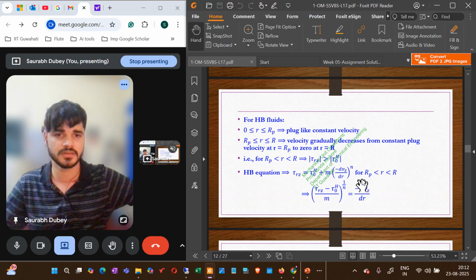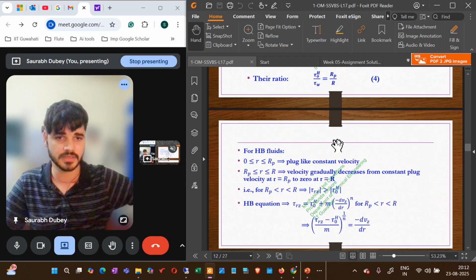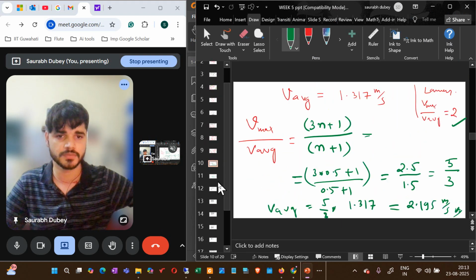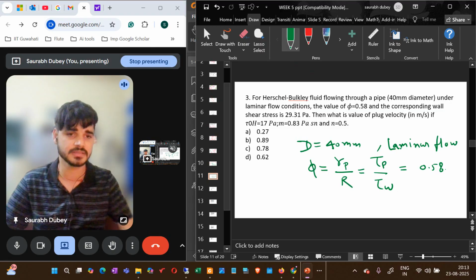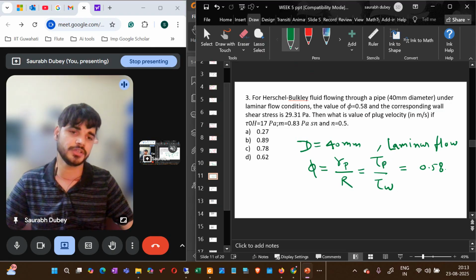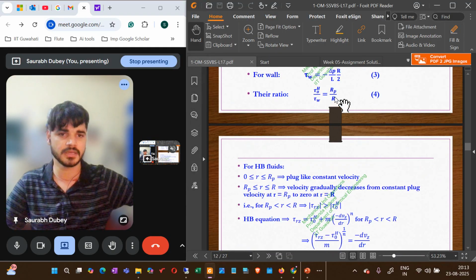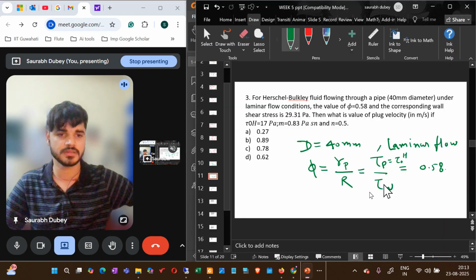So let's see. You are having this problem till you are having plug flow, like a constant velocity kind of situation. So let's see the one that we were talking about. This one. That's what I mean by Rp by R. Rp is the condition, and in this case, this tau p is what? Tau p is nothing but this yield stress. This is tau naught h. This is tau w, right? It is at the R.